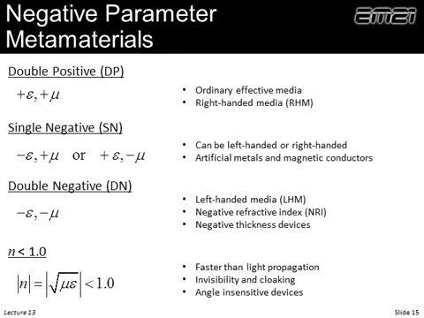Then we have the single negative metamaterials, and it turns out these can be either left or right-handed, and we'll talk more about that later. But these are very good for artificial metals and also magnetic conductors. You'll see these arise again when we talk about hyperbolic metamaterials. There aren't too many folks exploring these for left-handedness simply because there has to be loss in the single negative metamaterials to be left-handed, whereas for the double negative, there does not in principle need to be loss in order to be left-handed. So in principle, a double negative material can have much lower loss.